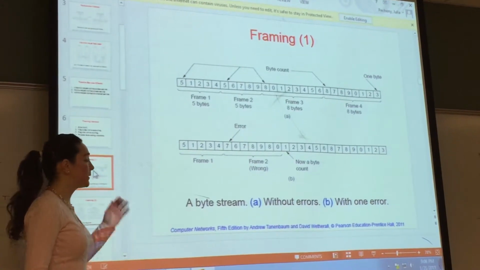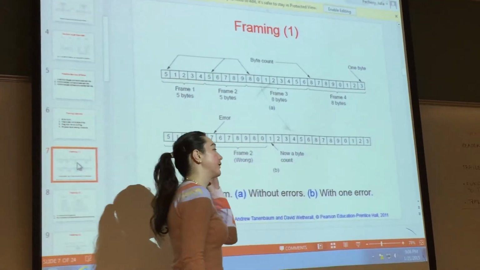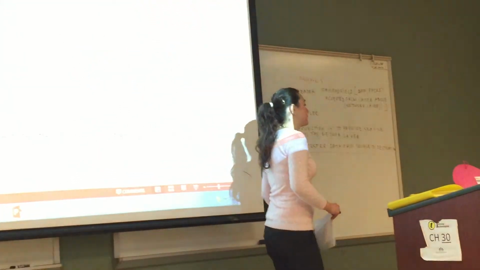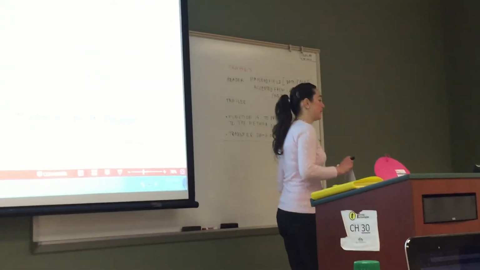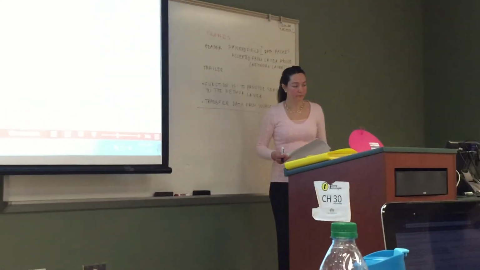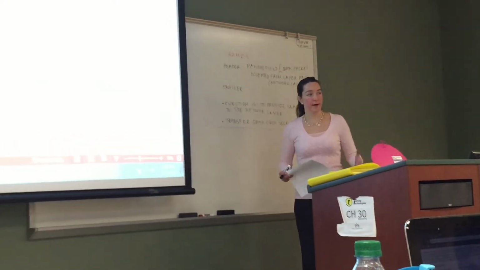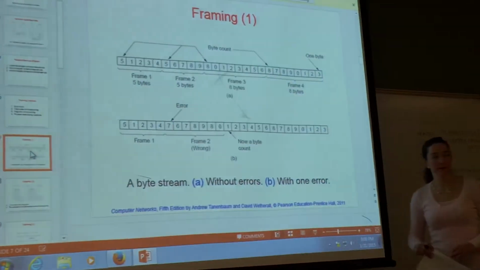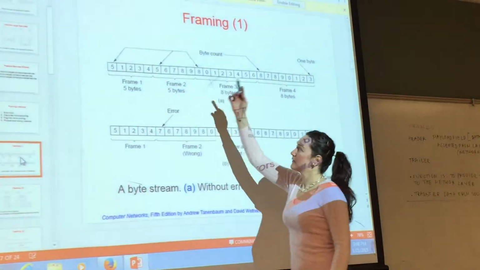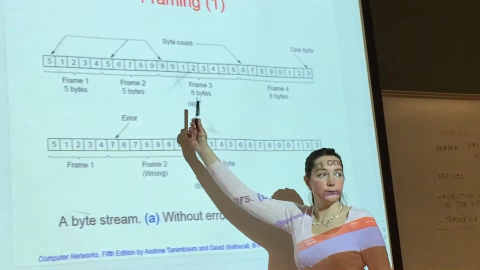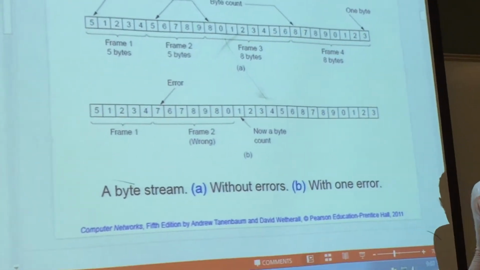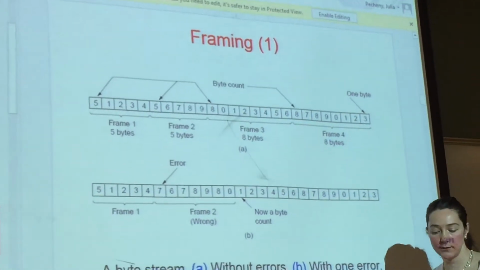The number of bytes is specified in the beginning of the frame. So the receiver gets this sequence of bytes, and the first byte says 5, so it counts 5 bytes, and it knows this is the first frame. So it cuts that off and says frame number 1. Next, frame 2, another 5 bytes, cuts that off here. Frame number 2 is being read. Next.